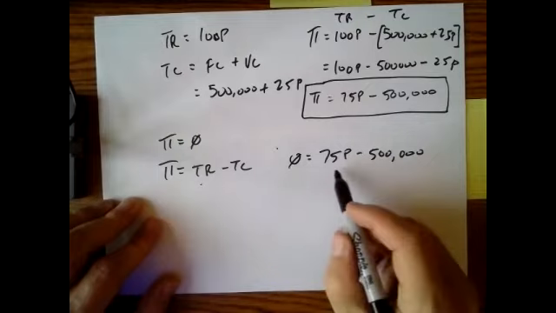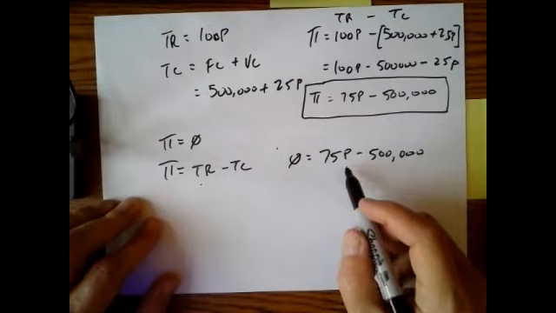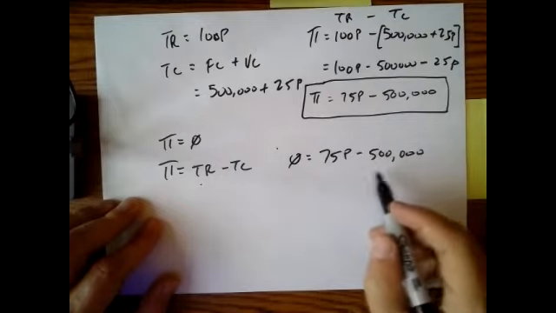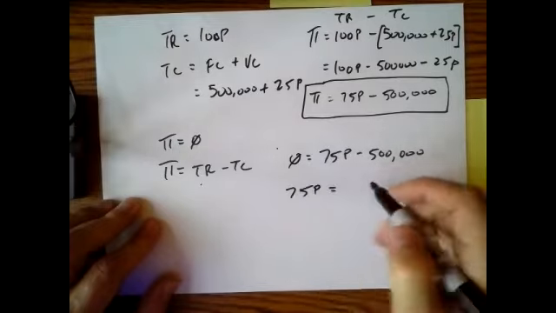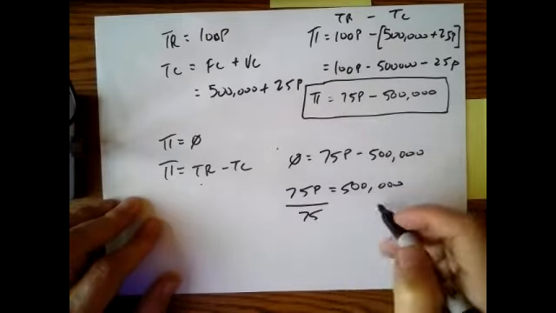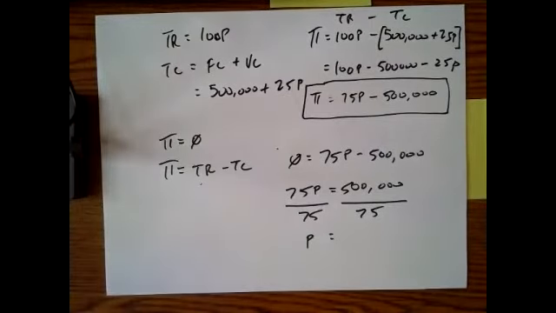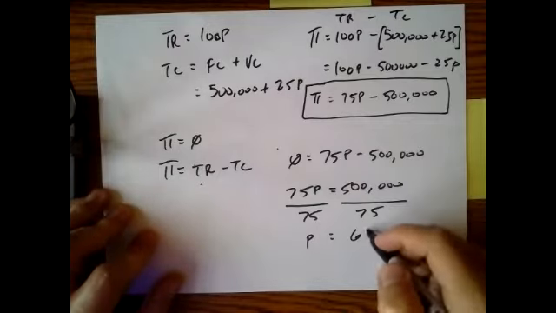So profit equal to zero: how many procedures do we have to do to get profit equal to zero? I'm going to add 500,000 to both sides so I can isolate my variable. Then I'm going to divide through by 75, and I get P equal to 500,000 over 75, which is 6,667.